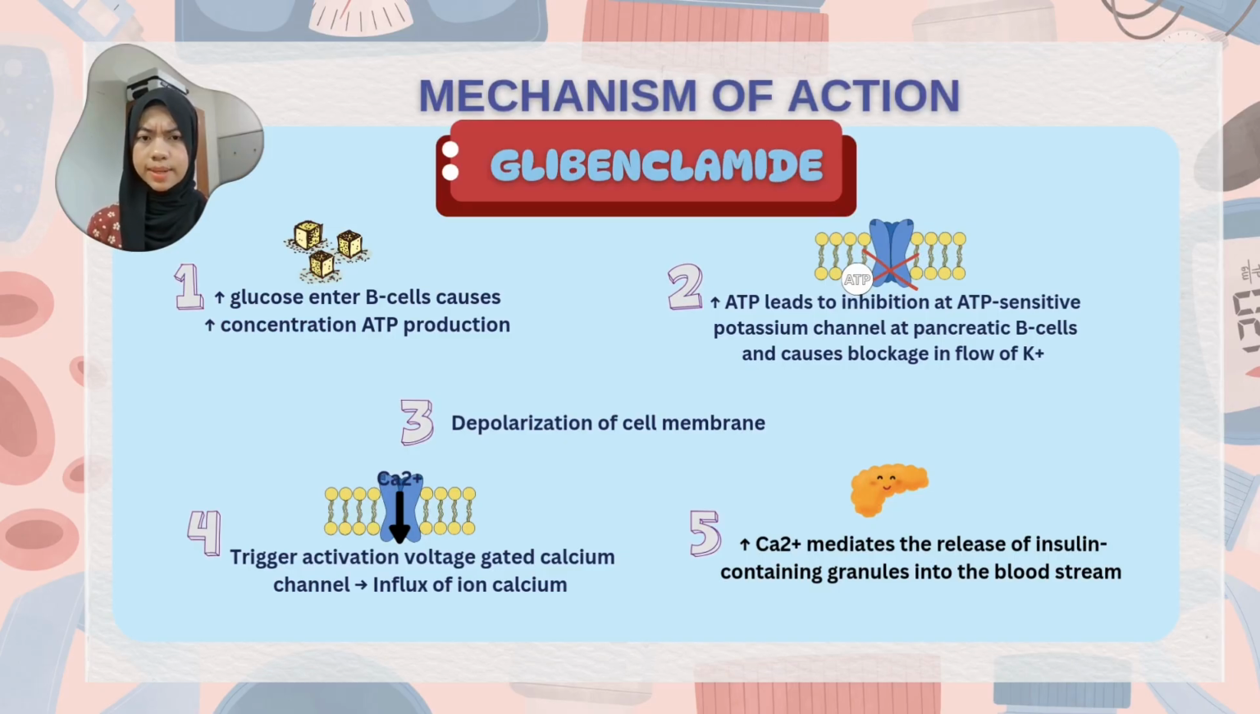So next, how does glibenclamide work? First, high concentrations of ATP due to the high intake of glucose that needs to be metabolized cause inhibition of the ATP-sensitive potassium channel at beta cells, which means glibenclamide blocks the inflow of potassium ions. This will cause depolarization of the cell membrane and trigger activation of the voltage-gated calcium channel and thus cause influx of calcium ions. So high concentrations of calcium ions mediate the release of insulin-containing granules into the bloodstream.